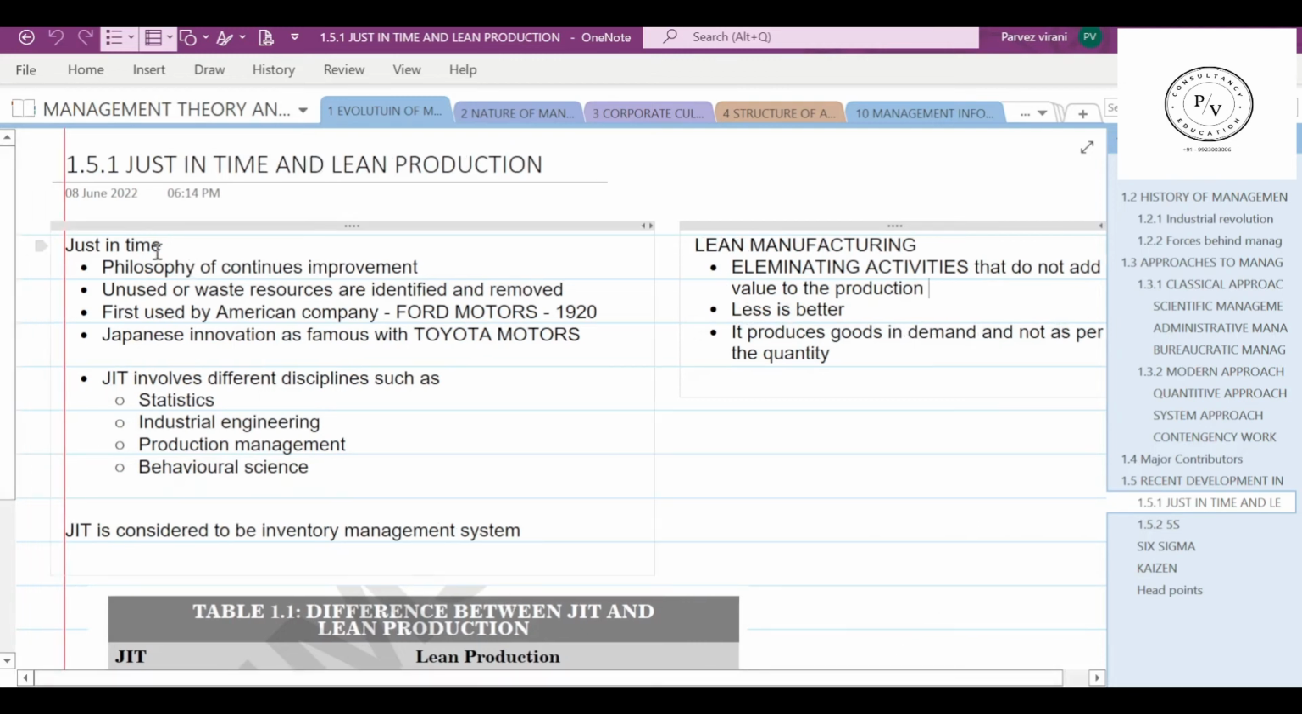Now, just-in-time is a philosophy of continuous improvement. Unused or waste resources are identified and removed. It was first used by the American company Ford Motors in 1920, and the Japanese innovation became famous with Toyota Motors. Just-in-time involves different disciplines such as statistics, industrial engineering, production management, and behavioral science. Just-in-time is considered to be an inventory management system.